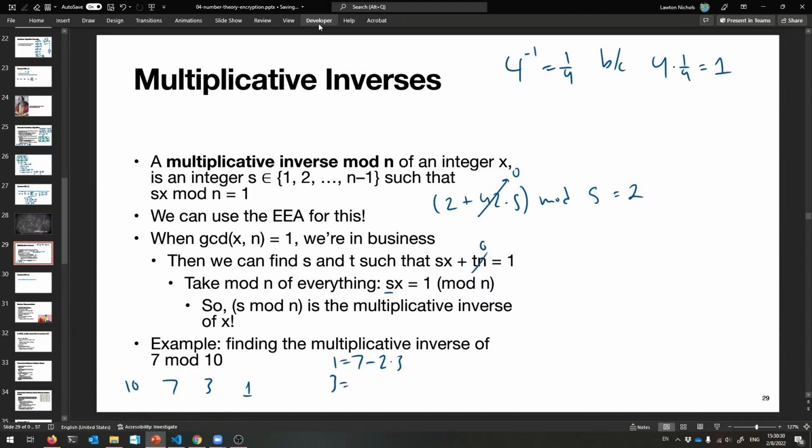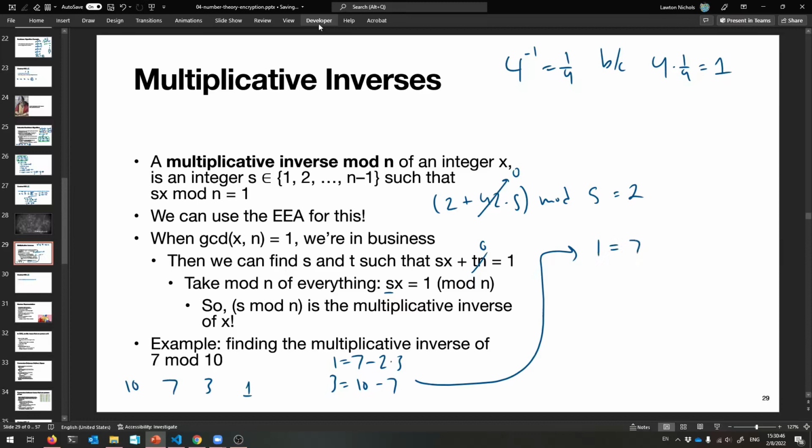3 is equal to, well, it's just 10 minus 7, right? 1 times 7. It's perfect. And then we can plug that into the equations that we learned about last time. We want to eventually get this all in terms of the original two numbers, so we'll maybe start from the beginning and work our way up.